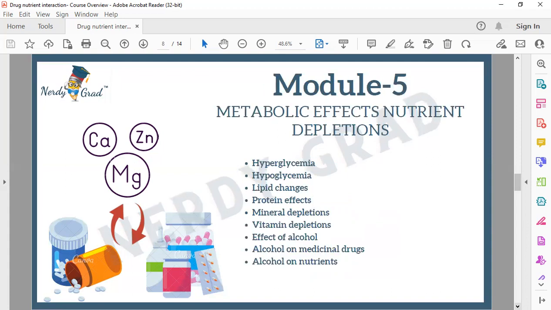Now let's jump on to module 5. Module 5 deals with the metabolic effects and nutrient depletions, how the body reacts to the different types of drug nutrient interactions, plus already existing metabolic conditions. People may have a lot of metabolic diseases like hyperglycemia, hypoglycemia, lipid changes, the protein effects, how mineral depletion acts, vitamin depletions, effect of alcohol, alcohol on medicinal drugs, and alcohol on nutrients.